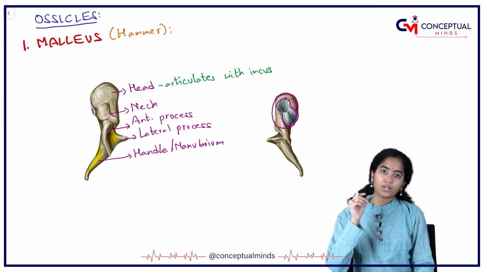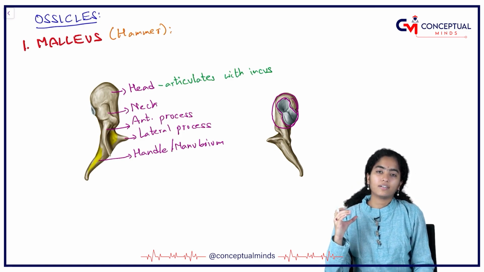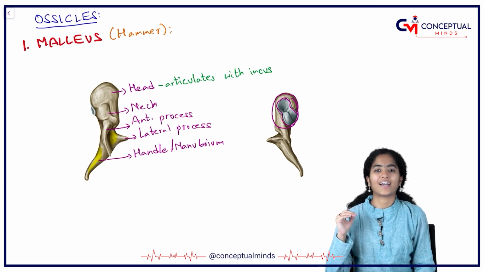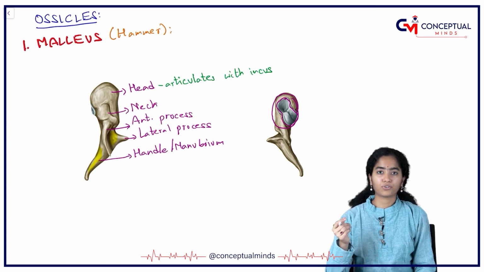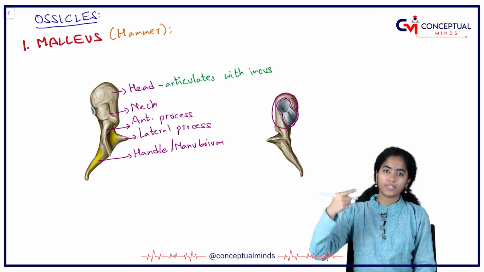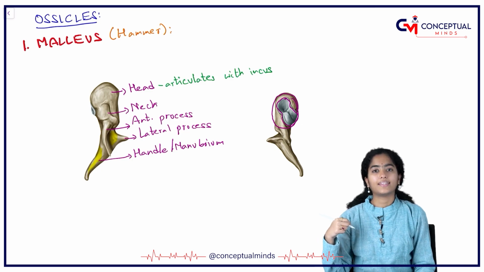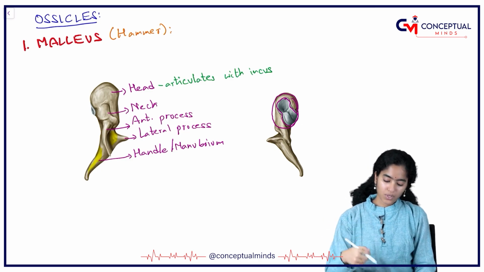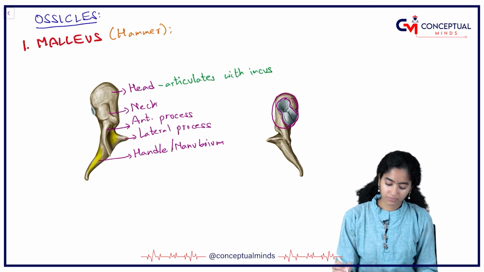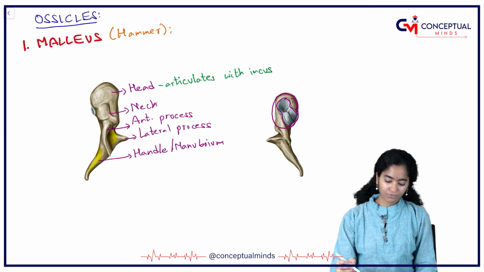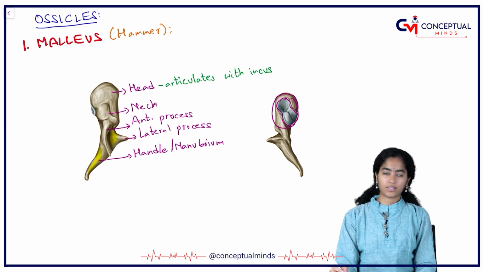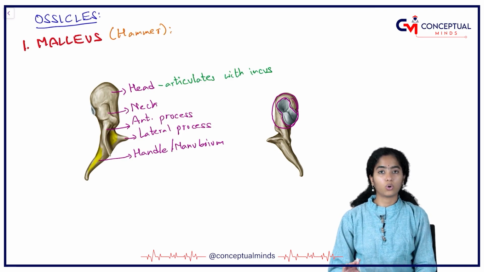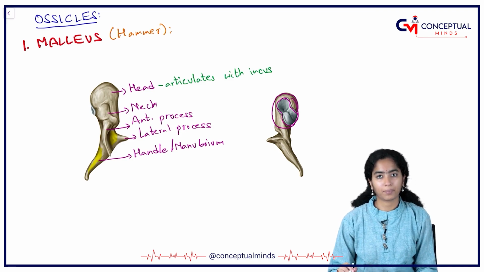On the topmost part of this handle, there is another lateral knob-like projection, and that is the lateral process. If you remember, from that knob we get 2 folds on either side of the tympanic membrane, the anterior malleolar fold and the posterior malleolar fold. So that is the lateral process. Next, we have the anterior process, which is projecting anteriorly. I hope you are able to correlate it with the anatomy of the tympanic membrane also.